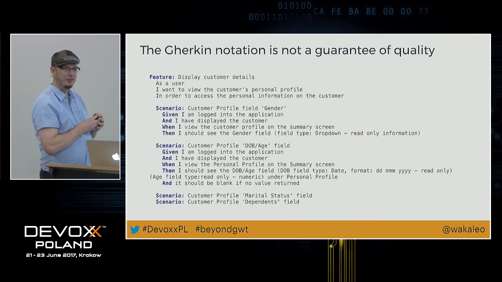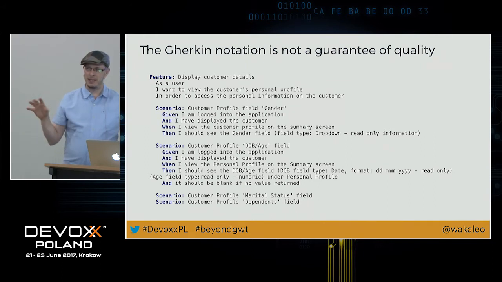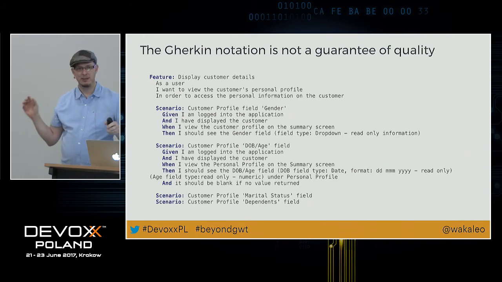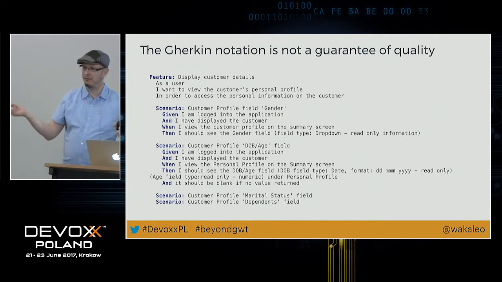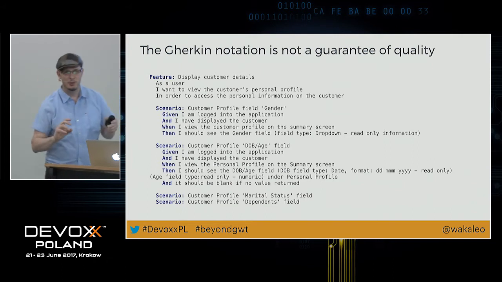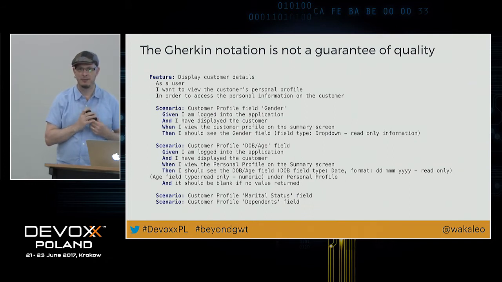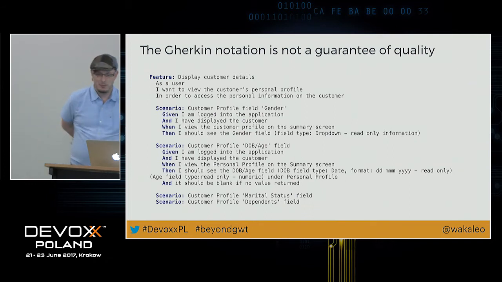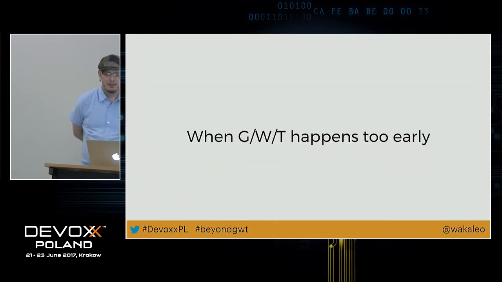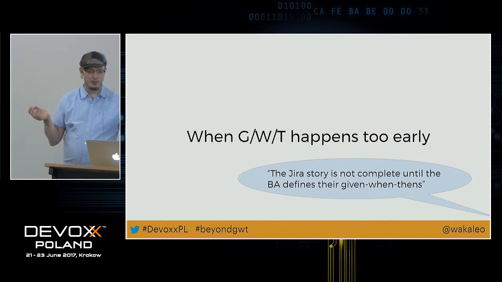Yes, often this is what happens, and this actually came from Jira. This is what happens when BAs write requirements using Gherkin in Jira. If they're coming from a non-BDD background, oftentimes they'll just write traditional requirements and put given, when, then around the paragraphs. And that just makes more work for everyone. So this is what I call when given, when, then happens too early.